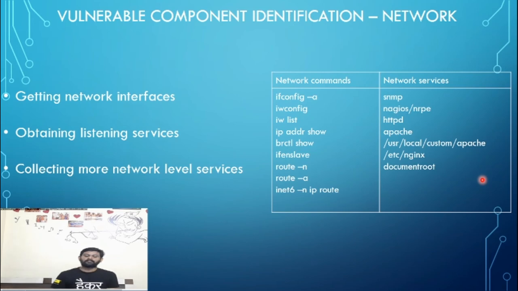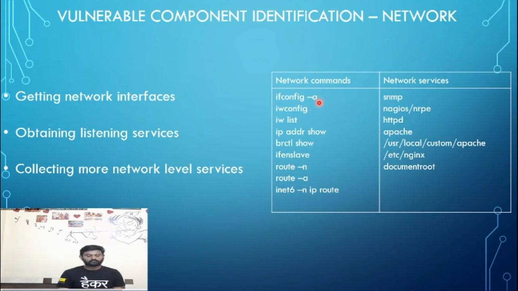And then you can identify the vulnerable network function or network component, with how many interfaces there are in the device. Some devices may have 8 interfaces, 16 interfaces. In an enterprise gateway device, you may find 16 or 32 LAN interfaces. Then what are the services which are listening? Like SNMP is there, or Nagios is there, or HTTP, HTTPD is there. And here I found a user local custom Apache. That Apache was customized with a module. And Nginx is running over there.